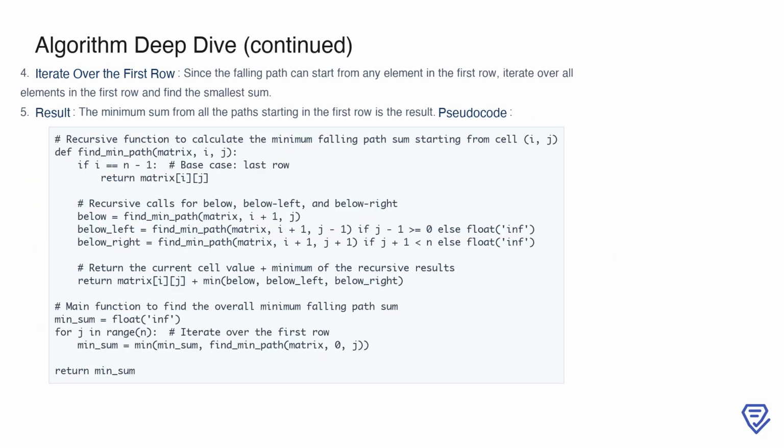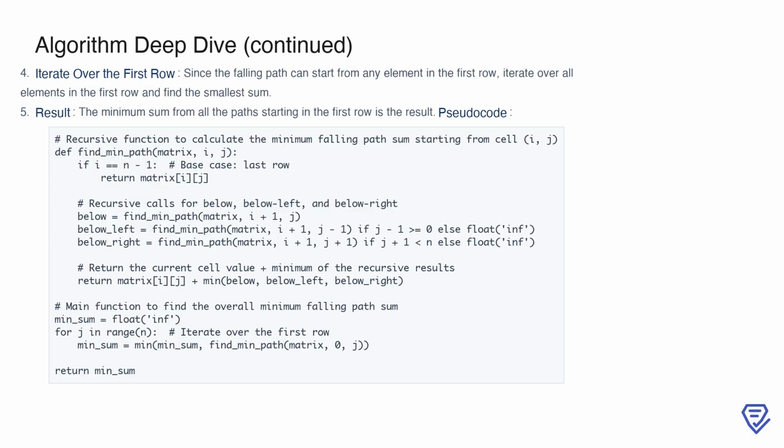To complete the brute force approach, we need to consider all possible starting points in the first row. Since the falling path can begin at any element in the top row, we iterate over each element in that row. For each starting point, we use the recursive function to calculate the minimum falling path sum for paths originating from that cell. As we iterate, we compare the results from each starting point and keep track of the smallest sum encountered. The final result is the minimum sum obtained from all these calculations.